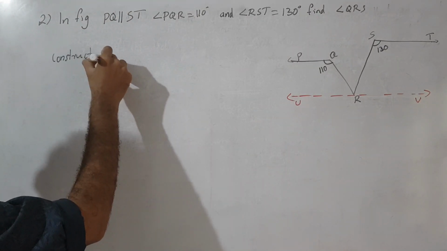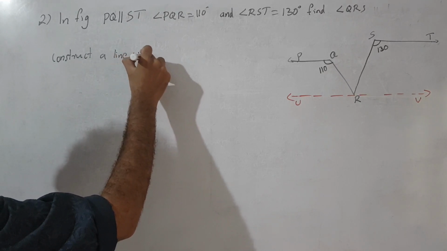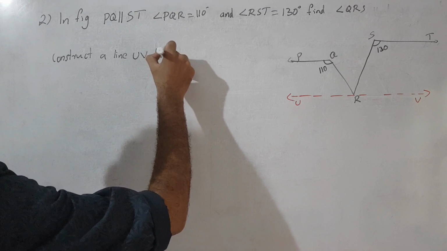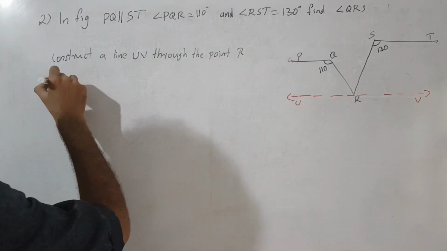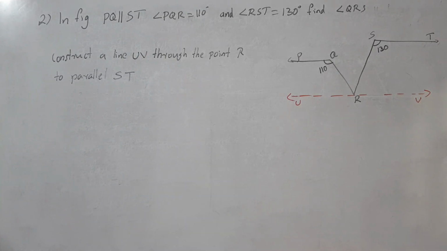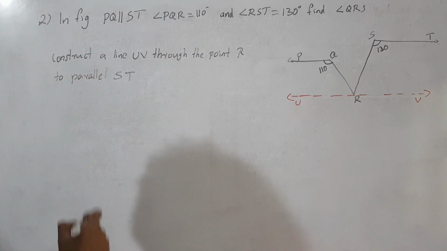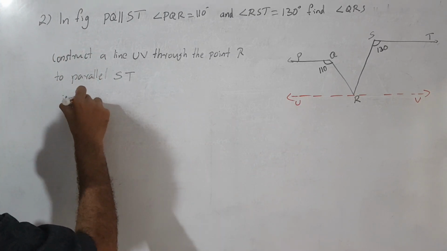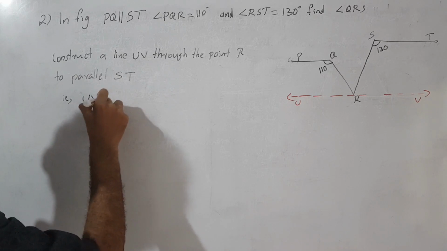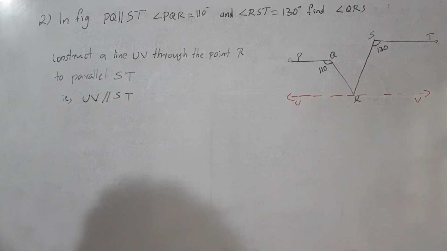Construct a line UV through the point R parallel to ST. Okay, then now we got the idea. What do we get? This UV is parallel to ST.